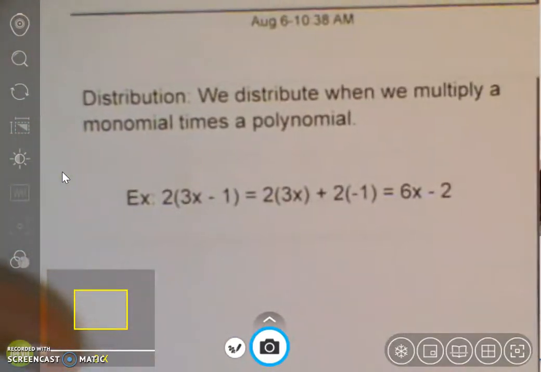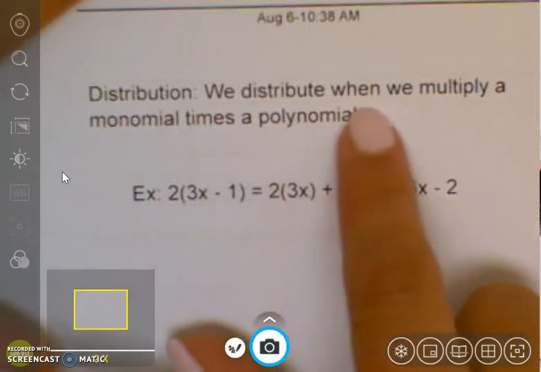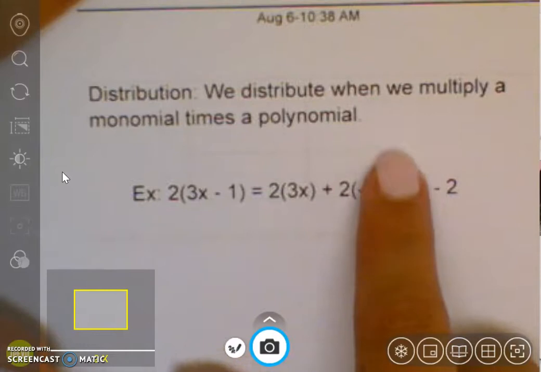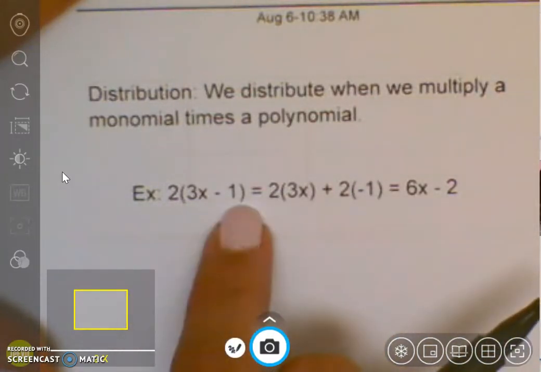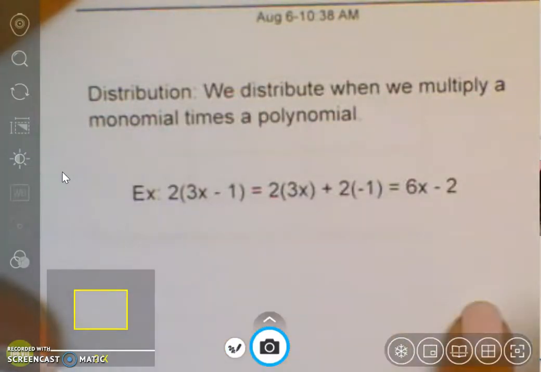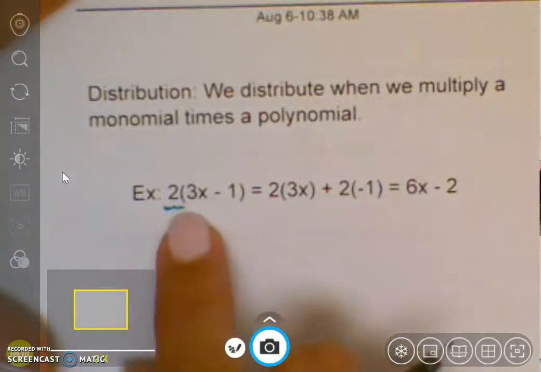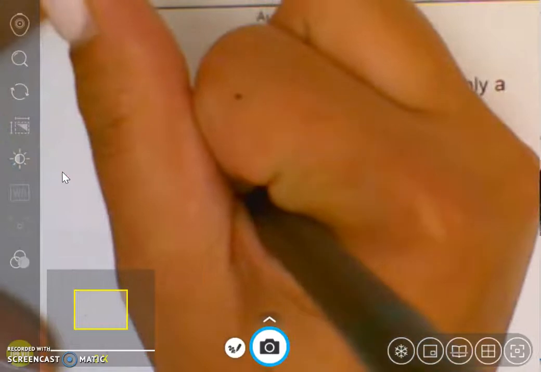Next, distribution. We distribute when we multiply a monomial times a polynomial. So that's just when you have one thing times two things. So this is your example, but I'm gonna put some arrows on it because I don't really like how it's set up. So this 2 right here on the outside is what everything in the inside needs. So I have to draw arrows.